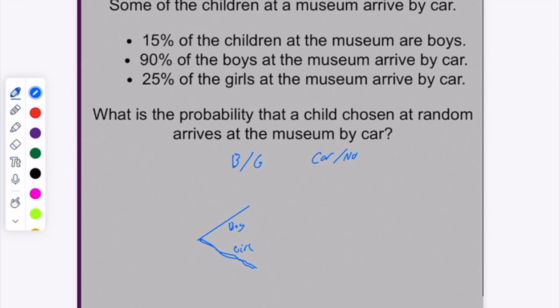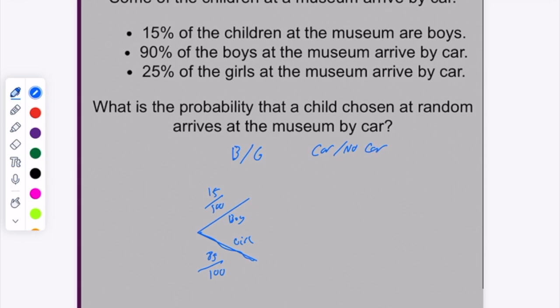With the probability that they're a boy, that's going to be 15% of them. So 15% or 15 over 100 would be the probability of a boy. Probability of a girl will be 85 over 100 because that's the remaining percentage of the children that are left if 15% of them are boys.